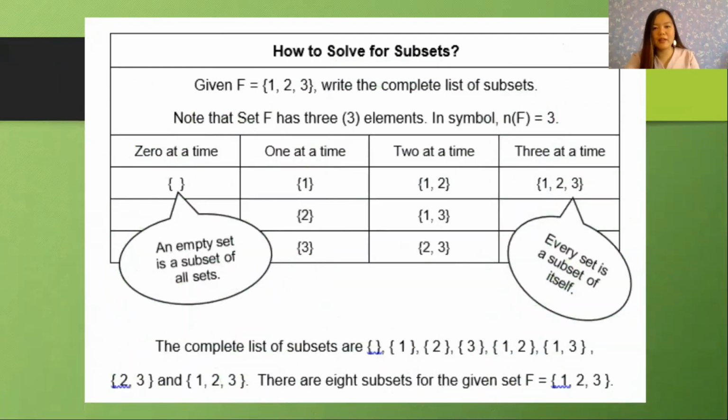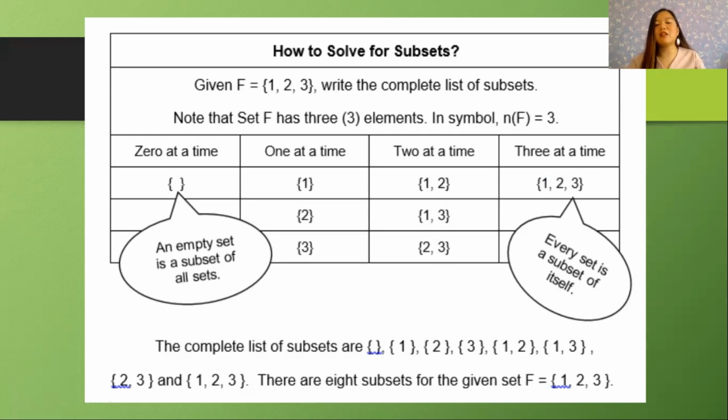And also, this one. Set F with elements 1, 2, 3. Take formula tayo, 2 raised to n. That's the number of subsets in a given set. There are 3 cardinalities there. So, we have to substitute 3 to n. 2 raised to n or 2 raised to 3. 2 cube meaning 2 times 2 times 2. We have 2 times 2 which is 4 times 2. Then, we have 8. So, bilangan tayo ng subsets: 1, 2, 3, 4, 5, 6, 7, 8.